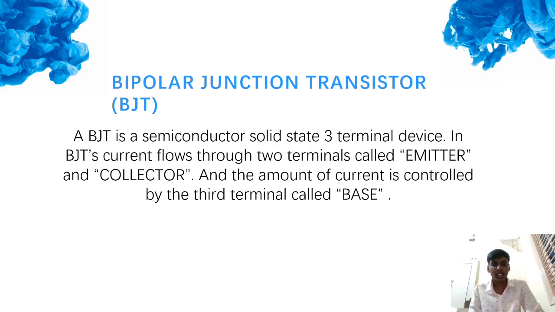Bipolar junction transistor. A BJT is a semiconductor solid-state three-terminal device. In a BJT, current flows through two terminals called emitter and collector, and the amount of current is controlled by the third terminal called base.